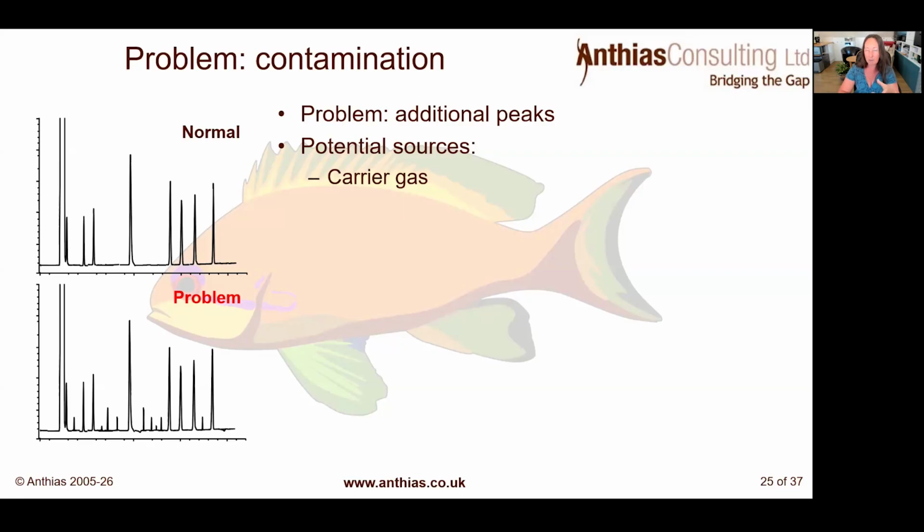Whereas if it's gas molecules that are contaminating, very volatile ones, then you'd see it in your baseline, which we'll look at in a minute. It could be the autosampler. So can we isolate the autosampler? That is, we just do a blank run with no autosampler injection.